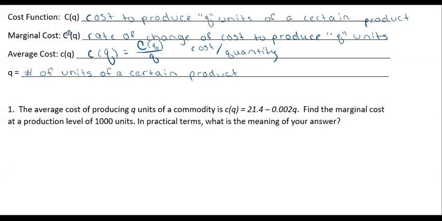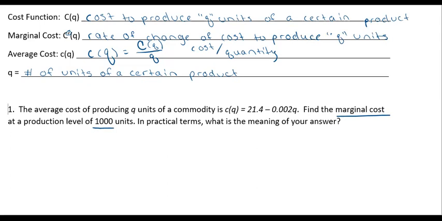Now that we have gone over some of the terminology, let's see if we can put this into practice. So for question 1, we have the average cost of producing Q units of a commodity is C of Q equals 21.4 minus 0.002 Q. Find the marginal cost at a production level of 1,000 units. In practical terms, what is the meaning of your answer?